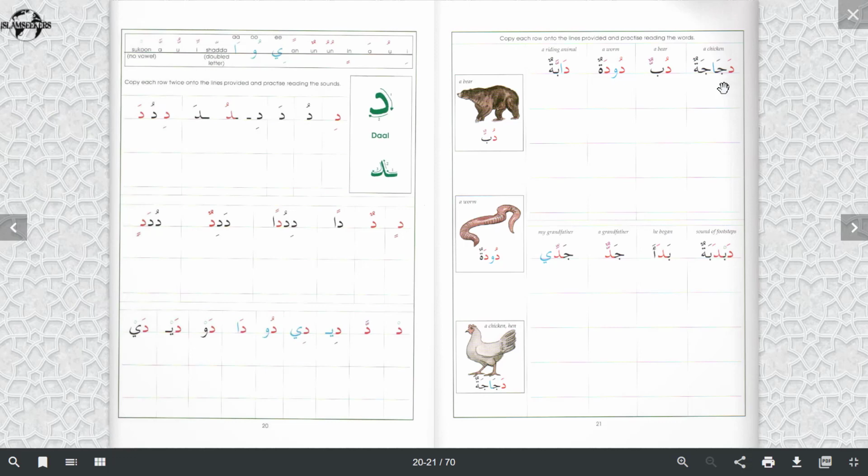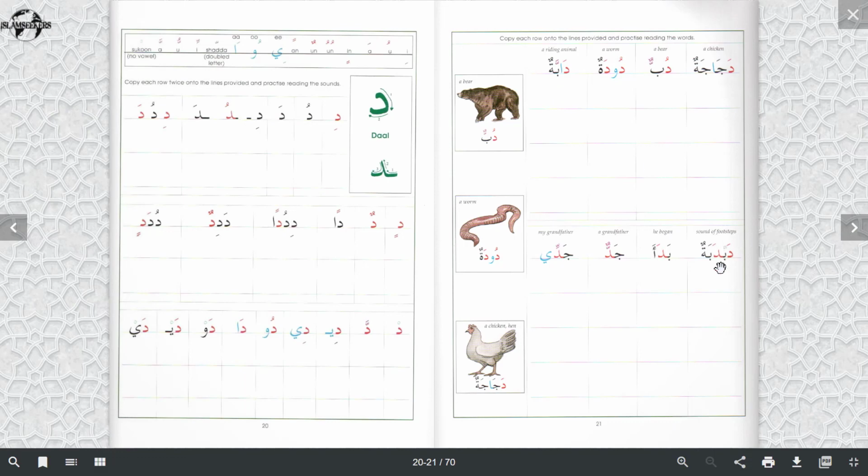Page 21. Listen carefully and repeat. Line 1. A chicken. Dajajatun. A bear. Dubbun. A worm. Dudatun. A riding animal. Dabbatun.